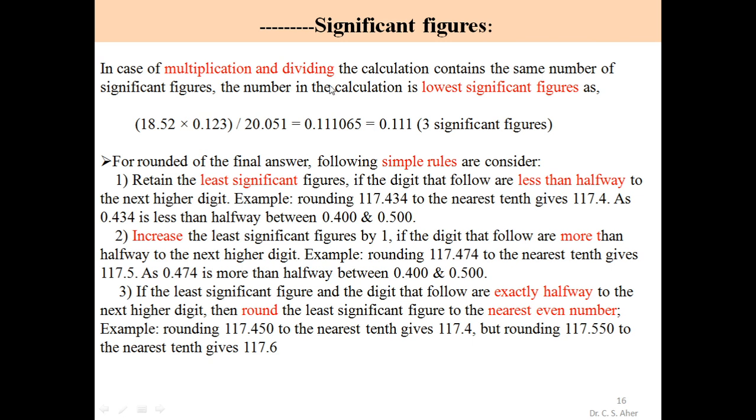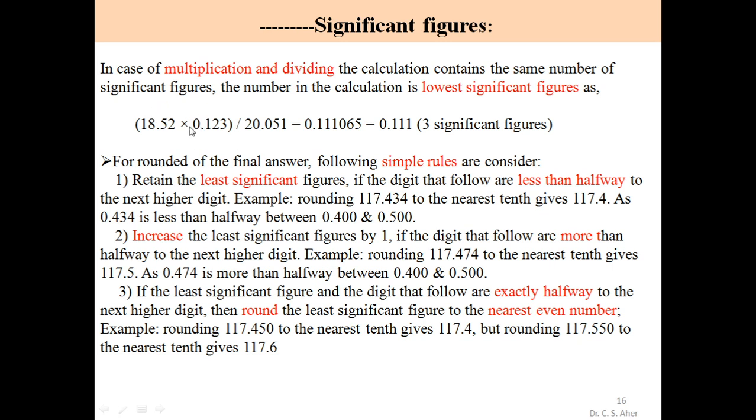We have just considered subtraction and addition. Now we consider multiplication and division. The result of this calculation should contain the same number of significant figures as the number in the calculation with the lowest significant figures. So in this case we consider the lowest significant figure. For example, see 18.52 multiplied by 0.123, and after that we divide it by 20.051.